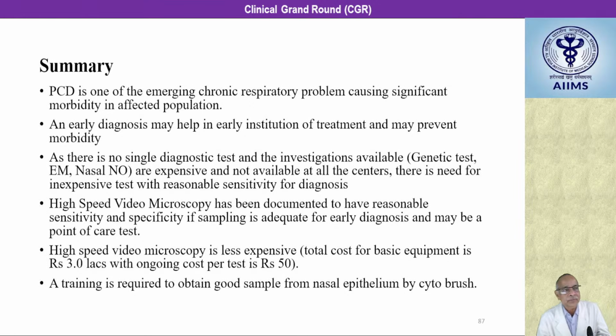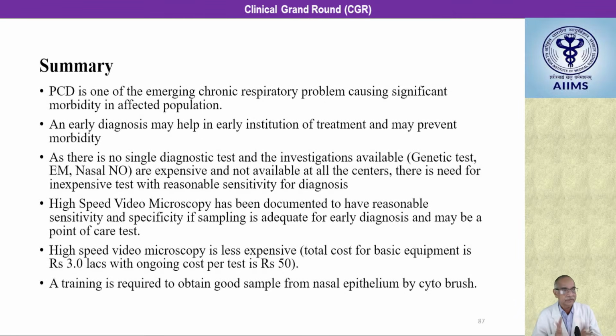Thanks to all the team members for presenting our experience of developing a point of care test for diagnosis of primary ciliary dyskinesia. As you know, PCD is one of the emerging chronic respiratory problems causing significant morbidity in affected individuals, and an early diagnosis may help in early institution of treatment in the form of physiotherapy and antibiotics.